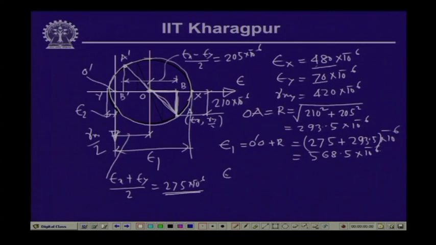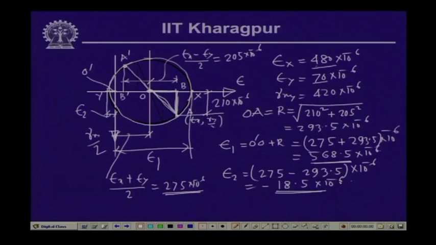Now, epsilon 2, which is the minimum principal strain or minimum normal strain, is given by this distance, and that is equal to O dash O minus the radius, which eventually will become negative. Now, O dash O is 275 and minus 293.5 into 10 to the power minus 6 gives us a negative value. That is why the end of the circle has gone beyond the 0 point, and this is equal to minus 18.5 into 10 to the power minus 6. So, this is the maximum principal strain and this is the minimum normal strain, or principal strain.